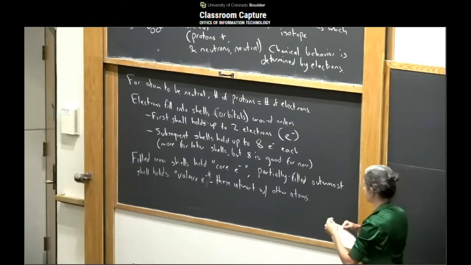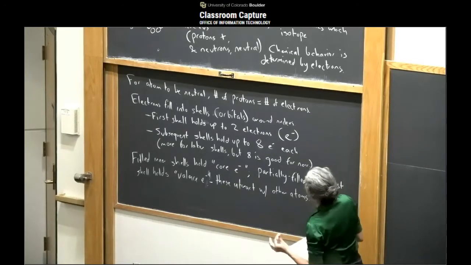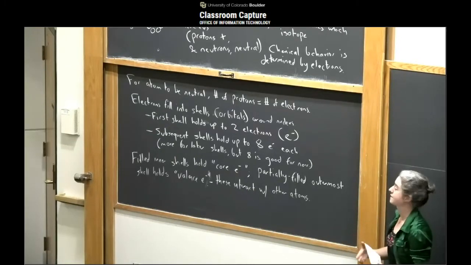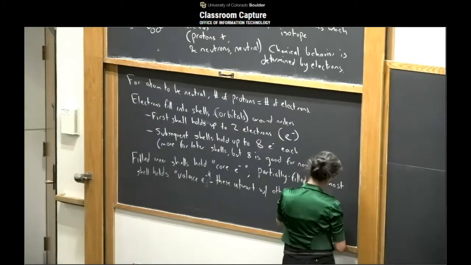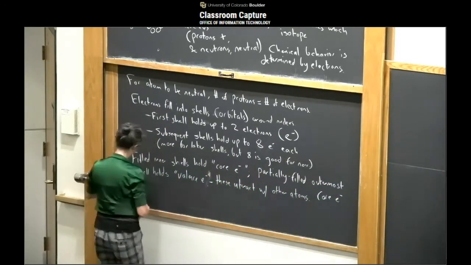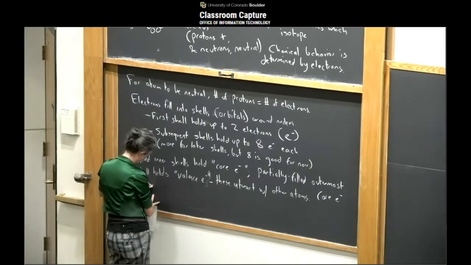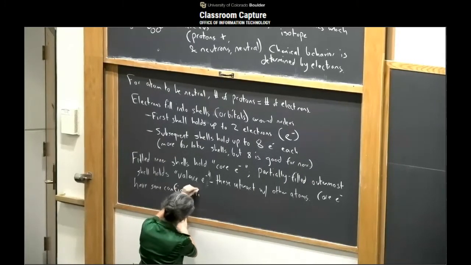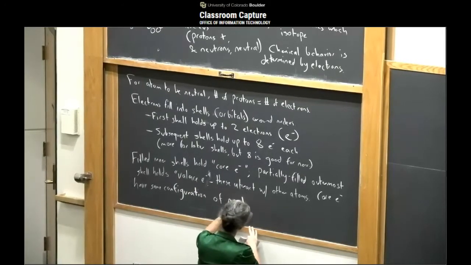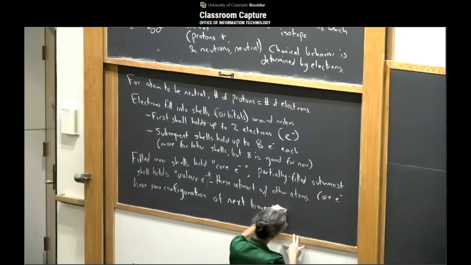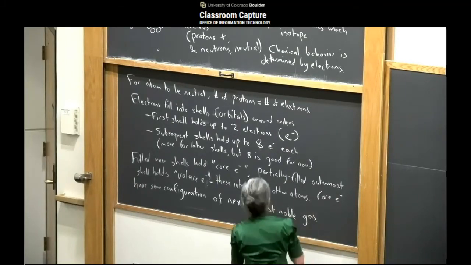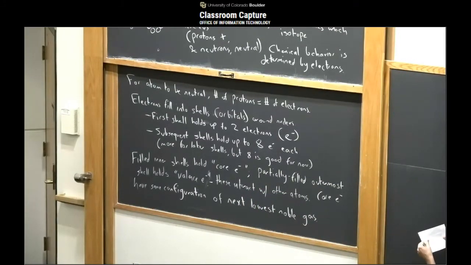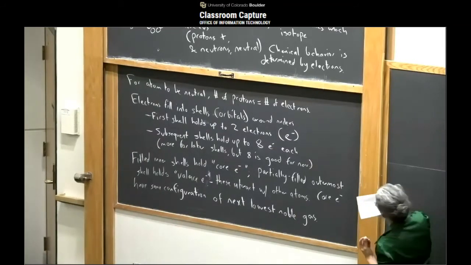So the core electrons, since they are all filled shells, are actually going to have the same electron configuration as the next noble gas down the periodic table. So I'll show what that means in a second here. Okay, so for example, if we're looking at fluorine up here, actually let me use sodium as an example first because that's what I have in my notes.